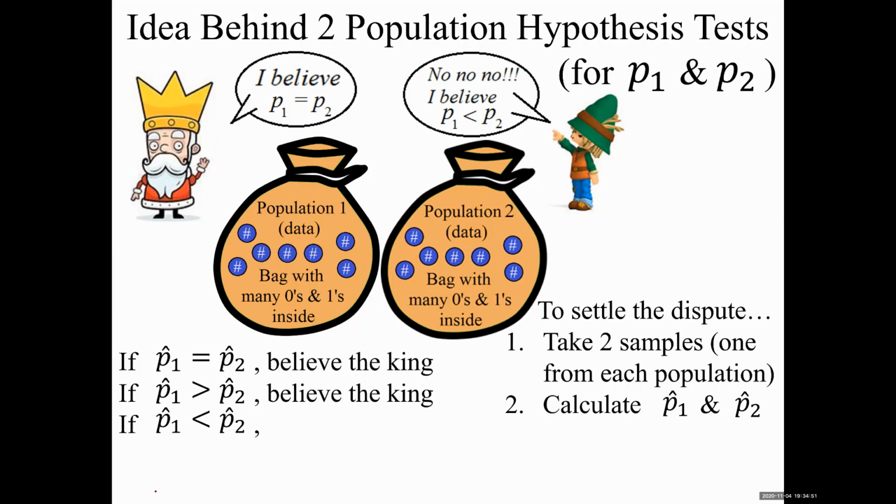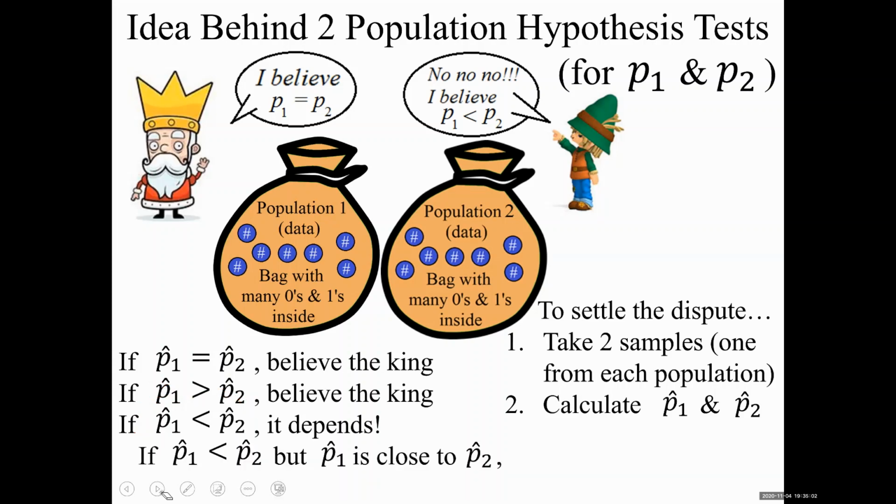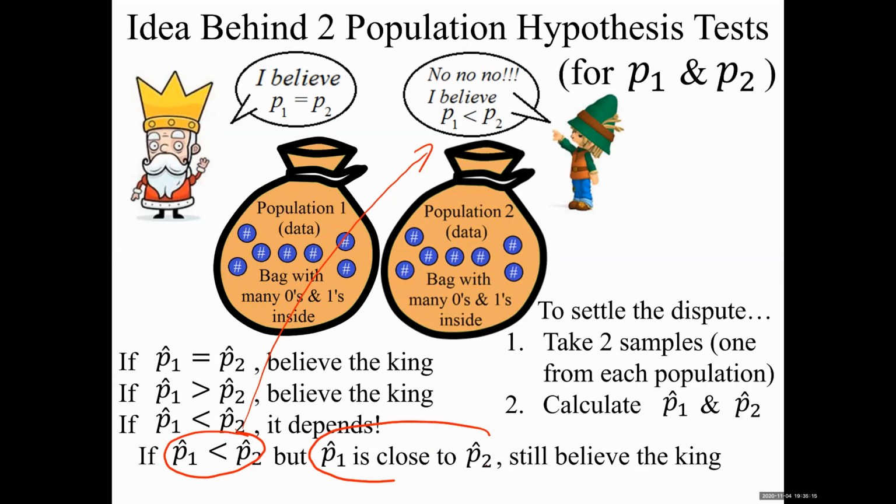So just because we get a less than, you don't automatically side with the peasant. It depends. What does it depend on? Again, it depends on if these are close or not. If they're close, we're going to believe the king still, even if we get a less than. So if P1 hat is less than P2 hat, but they're close together, we still believe the king. The idea is that we got a less than. That's a little bit of evidence in favor of the peasant. But because they're close together, that's evidence in favor of the king. So we don't have overwhelming evidence in favor of the peasant, so we're going to believe the king.